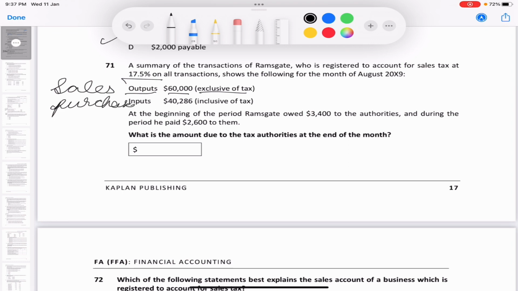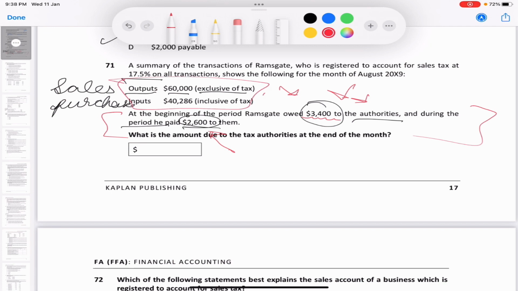We know that, right? At the beginning of the period, Ramsgate owed 3,400 to the authorities, and during the period he paid this much to them. So in any case 3,400 was to be given. This was due from earlier, out of which he paid 2,600. Before we come to this part of the question, let us first try to solve this part.